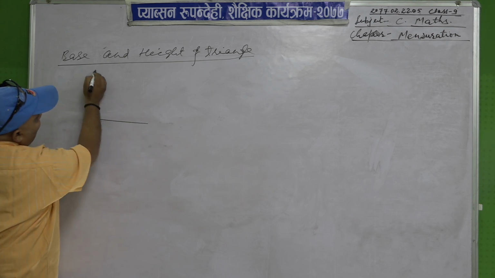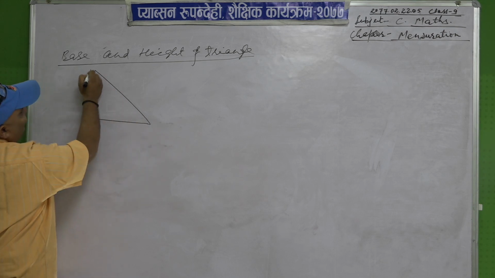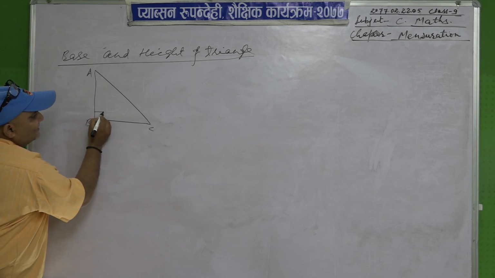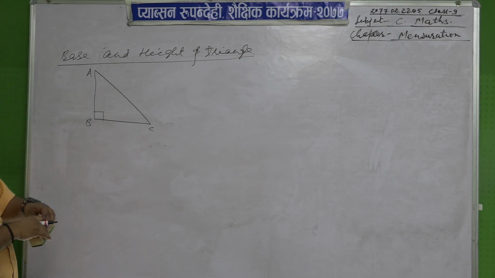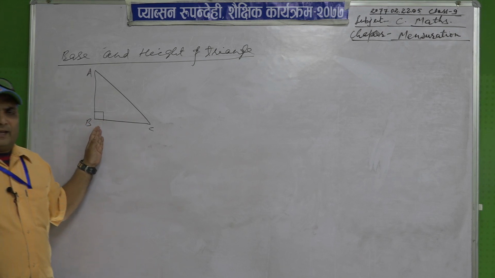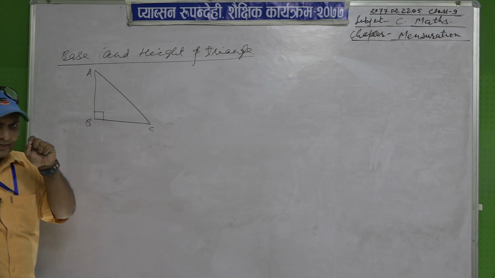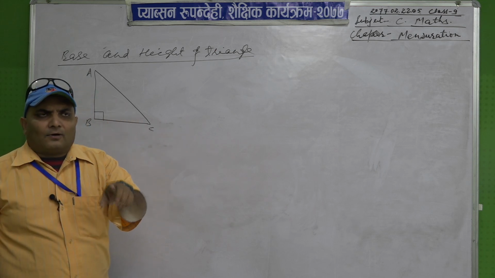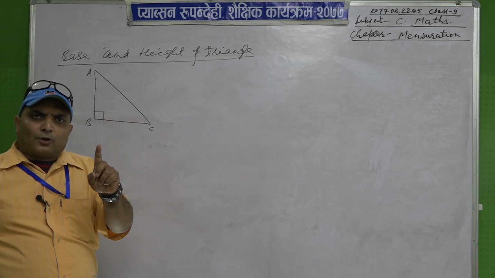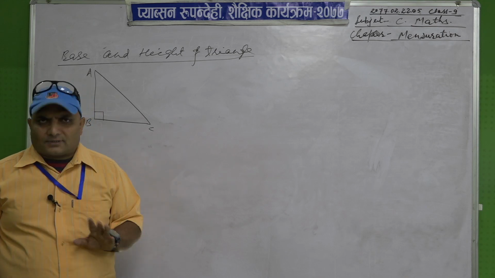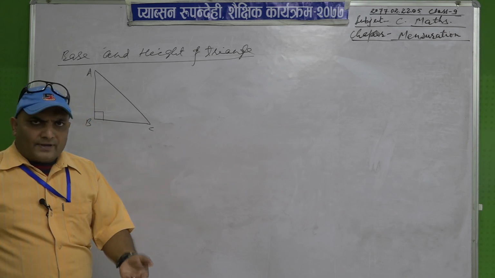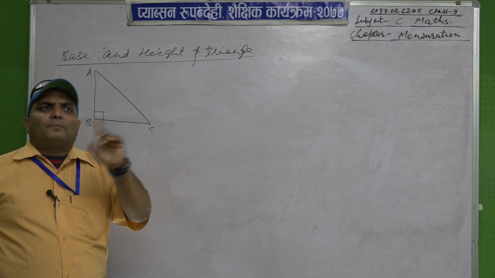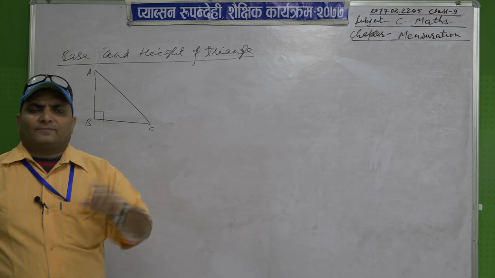See, this is a triangle, say ABC, and suppose this is 90 degree. This is a triangle having an angle of 90 degree. Now listen very carefully. If a line makes a 90 degree angle on another line, then those two lines are called base and height of each other. Again, another way, if a line is perpendicular to another line, then both are called base and height of that triangle or that figure.